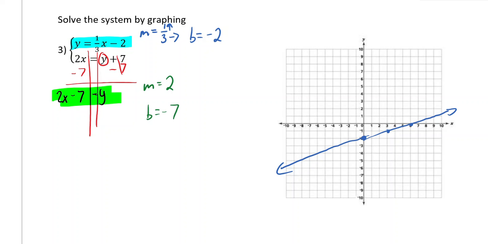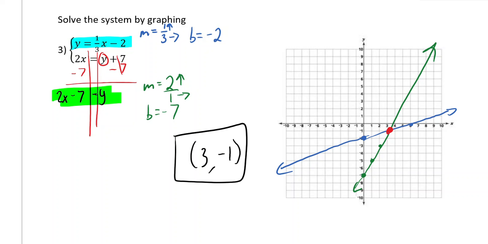So I'm going to start down here at negative 7. And my slope tells me it's 2 over 1. So it's going to be to go up 2 and over 1. So I go up 2, right 1, up 2, right 1. And I connect these with a straight line graph. And of course, my solution shows up where these two lines intersect, which right here, the x value is 3, and the y value is negative 1. So the solution to this one is 3, negative 1.